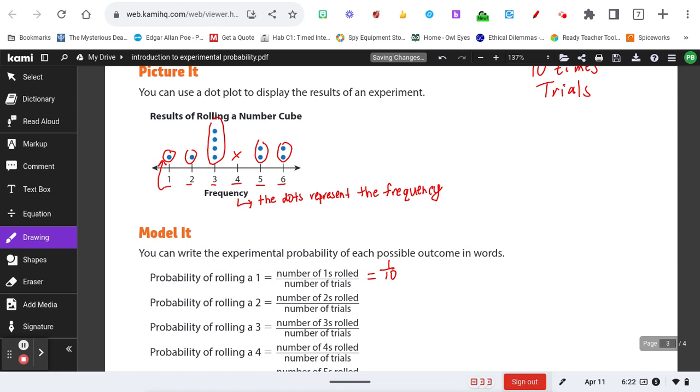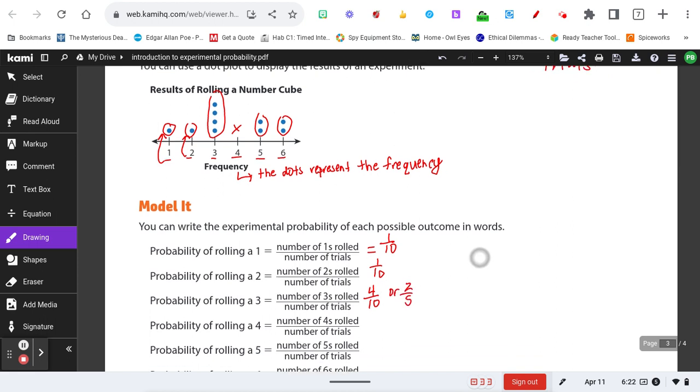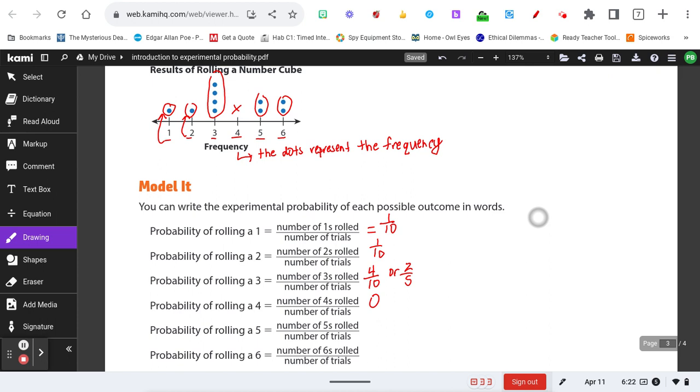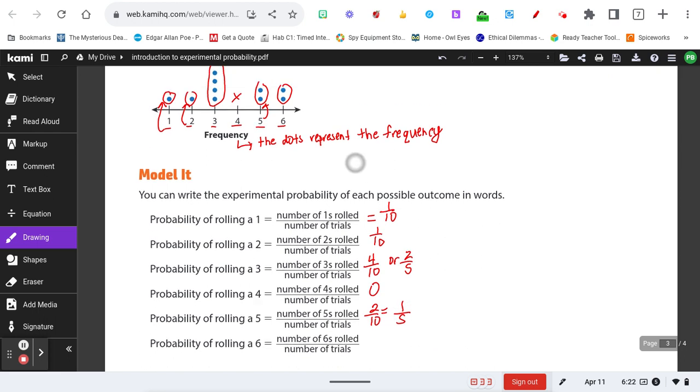How many times did they land on 2? Another 1 out of 10. How many times did they land on 3? That would be 4 out of 10, or 2/5 if you simplify. How many times did they land on 4? The probability is just a flat out 0. They didn't land on it. The 5, they landed on twice, so that's 2 out of 10, or 1 over 5 in simplest form. How many times did they land on the 6? Also 2 out of 10.